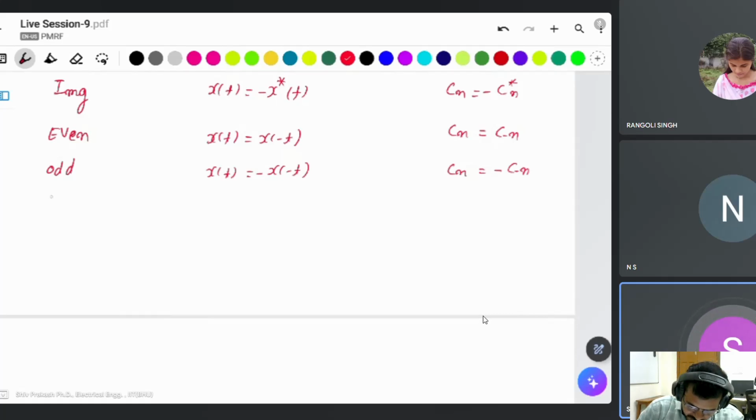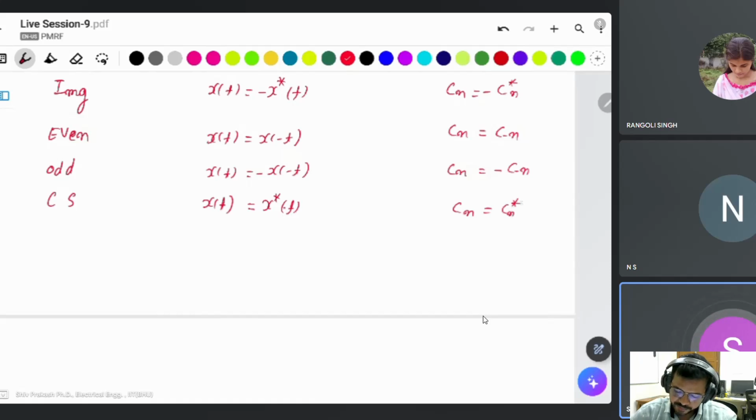For the complex case, the complex conjugate of x(-t) is equal to x(t); C-n conjugate is the same as this. It is the same as for a real function.